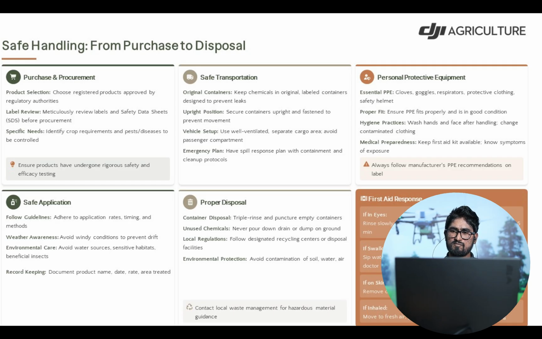If pesticide contacts our eyes, we must rinse slowly with water for 15 to 20 minutes, removing contact lenses after 5 minutes. If swallowed, sip water if possible. Do not induce vomiting unless told by a doctor. If it contacts our skin, we must remove contaminated clothing and rinse the skin for 15 to 20 minutes. What should we do if we inhale it? We must move to a fresh air area and give artificial respiration if not breathing.